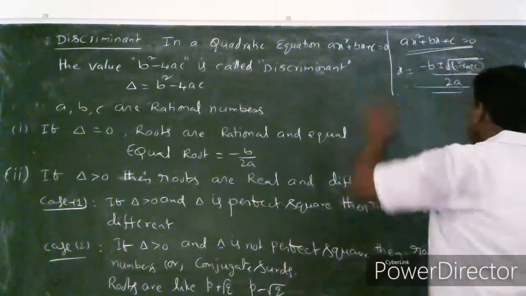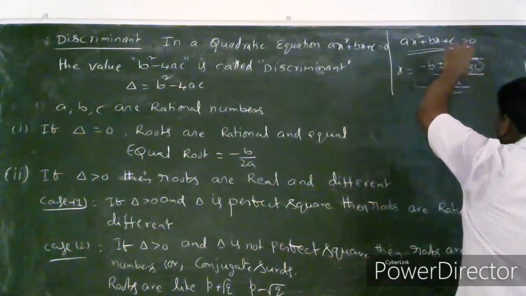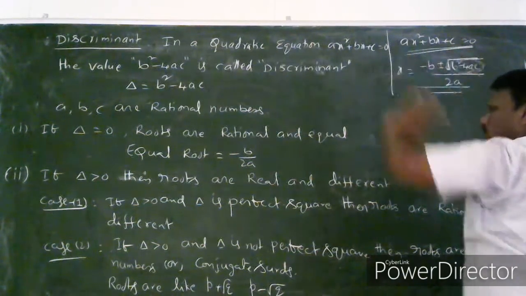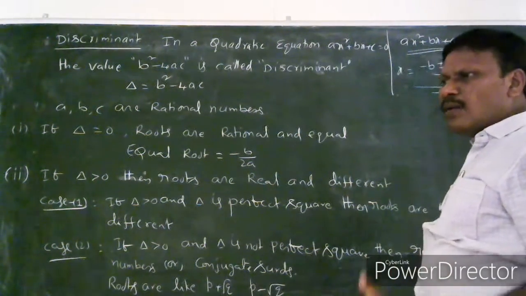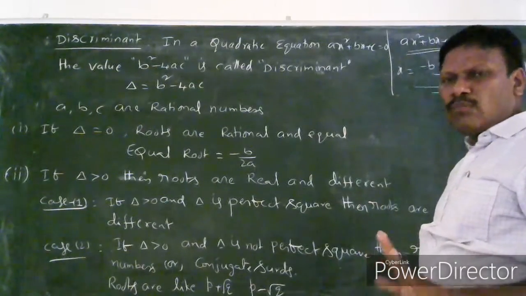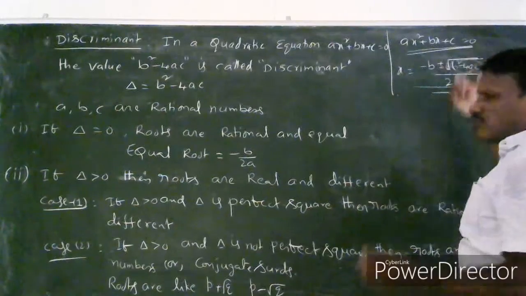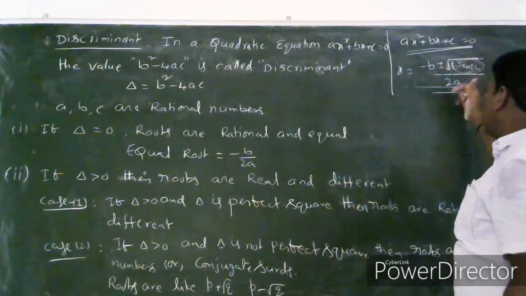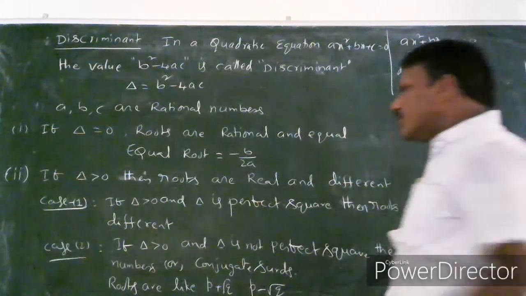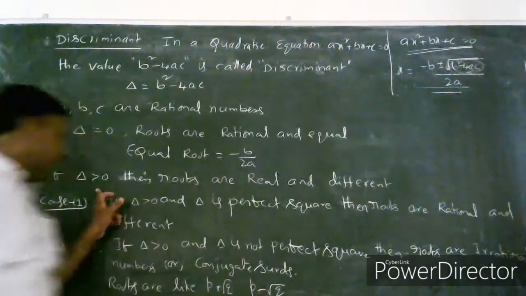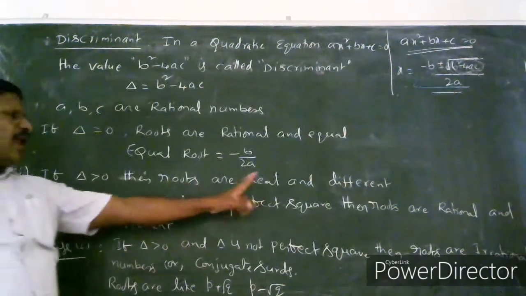So anyhow, some values are there, but that is clearly a real value. But both are not the same. Both are different, because the minus b plus combination gives one value and the minus b minus combination gives another value. So second case, if delta greater than 0, then roots are real and different.